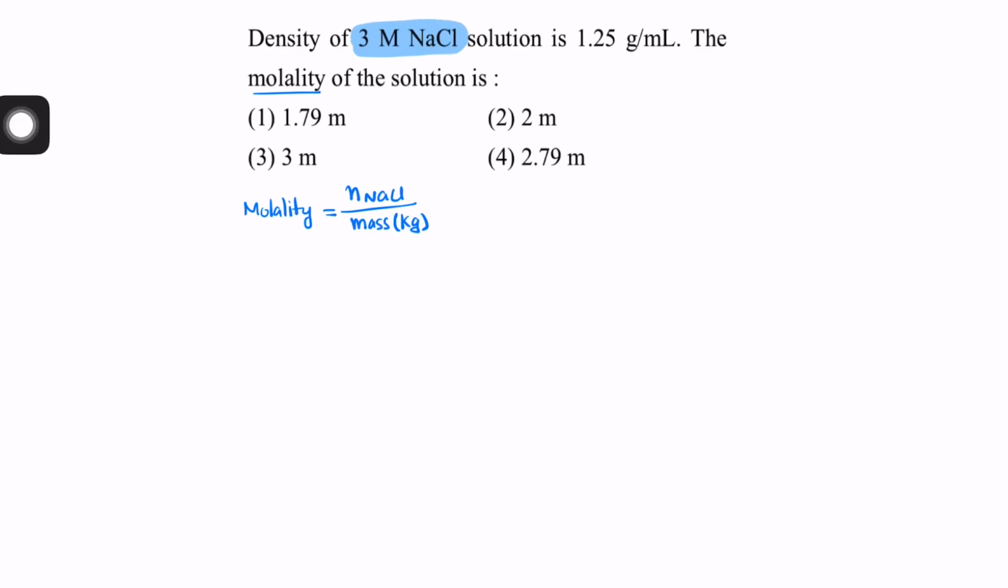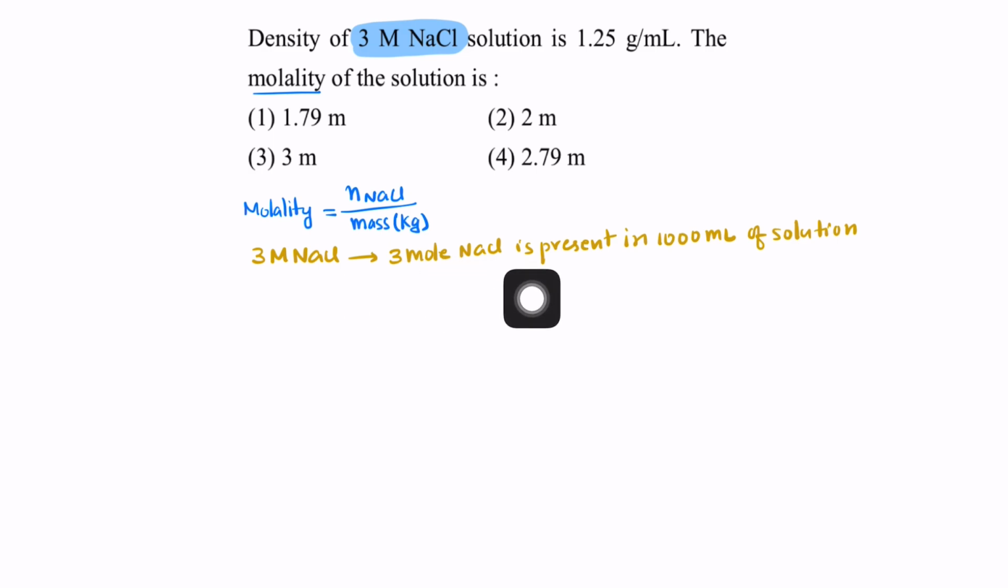3 molar NaCl solution. It means the 3 mole NaCl is present in 1 liter of solution, or we can say 1000 ml of solution. This is the definition of molarity, that is number of mole of solute present in 1 liter of solution. Okay. Now, in the above formula, we can put directly this 3 mole, that is the mole of solute. But make sure that the mass of solvent we have to put here in the denominator must be present in 1000 ml of solution.